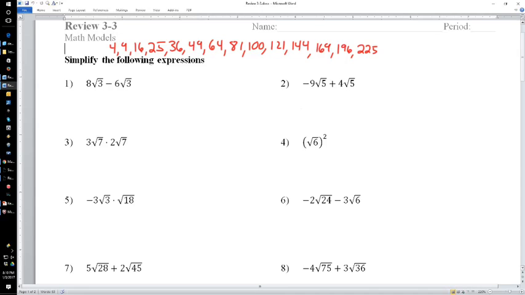So for number 1, these are both the square root of 3, which means I can add the coefficients out front. Alright, so 8 minus 6 is 2. This is simply 2 on the square root of 3. And that's my answer. Now, if I could reduce the square root of 3, I would. But I can't, so we're going to stop right there. Pause the video and try number 2 real fast.